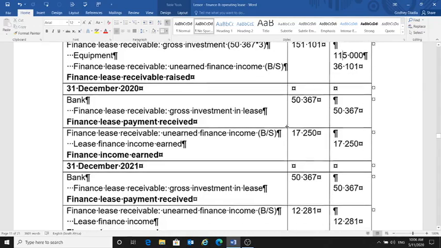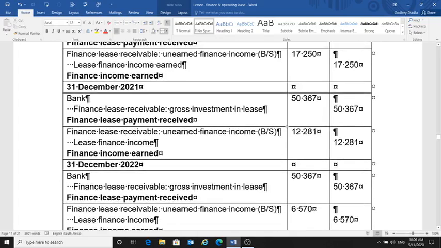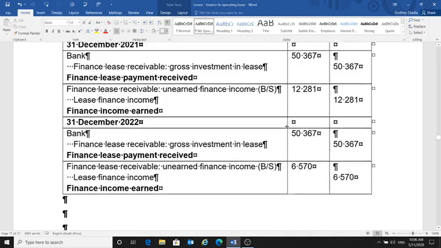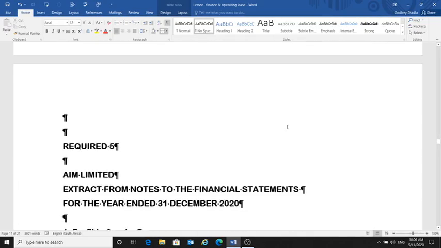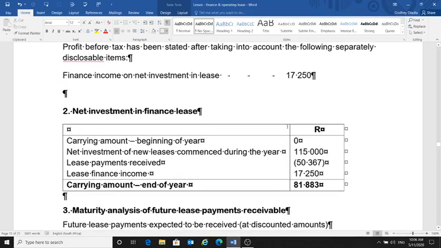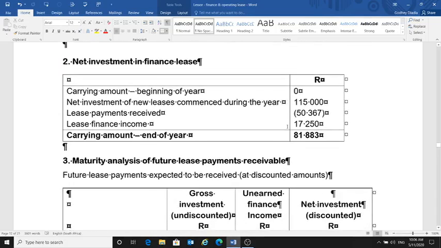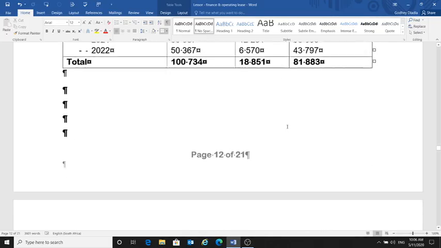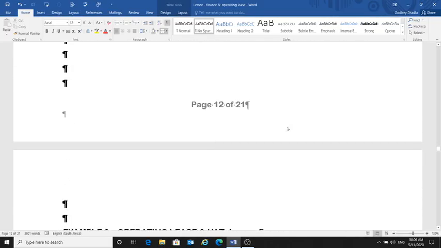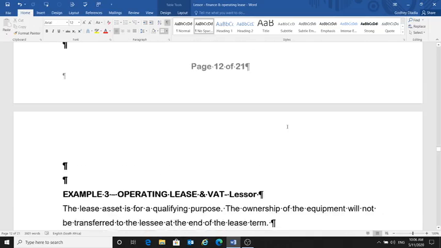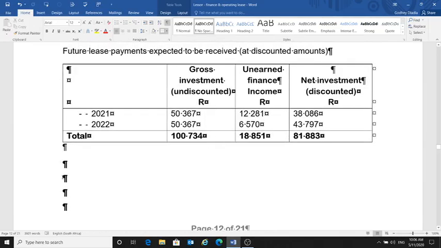The second journal entry, the rest of the things are still the same as the first one. See, they're still the same as the first one, right? Even the disclosure, you see, still the same. Nothing has changed, right? We will get to this example in the next video, but for now we want to limit what we are doing to up to here. I will then redo the next video in terms of example 3, then we can take it from there. Thank you.